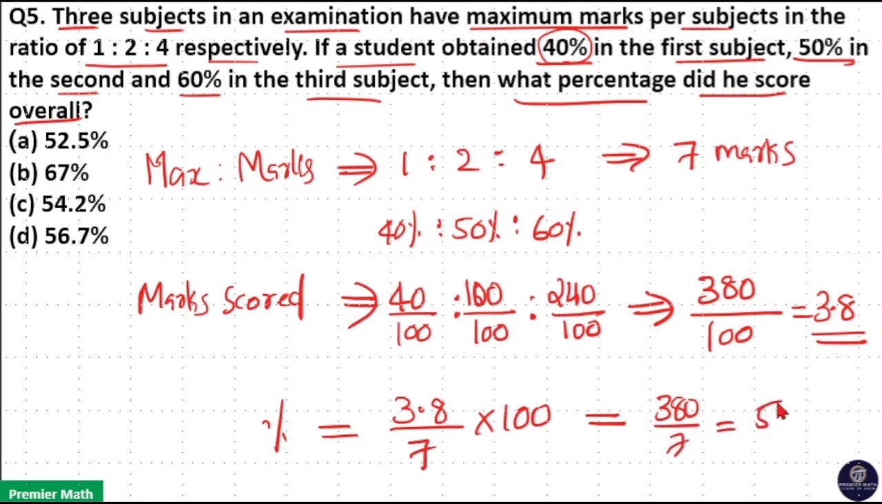7 goes 5 times in 38 and remaining is 3. 30 by 7 is equal to 4.2. So, option C is your answer.